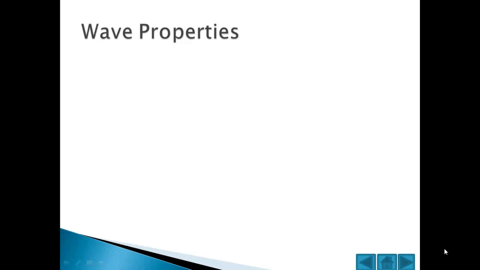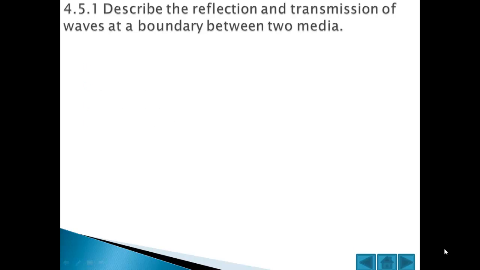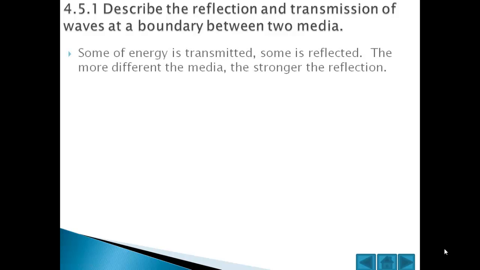Now we're going to look at wave properties, starting with reflection and refraction. We'll start with reflection and then move on to refraction. We have to describe the reflection and transmission of waves at a boundary between two media. When energy goes from one medium to another, some of the energy is transmitted and some is reflected. The more different the media, the stronger the reflection and the less will be transmitted.